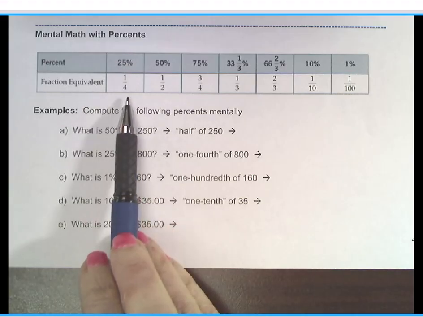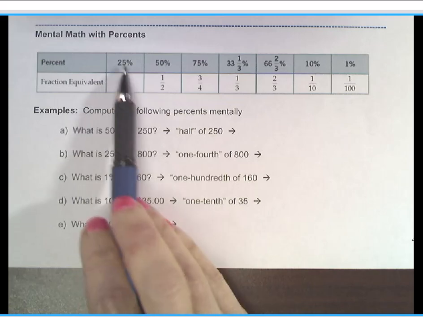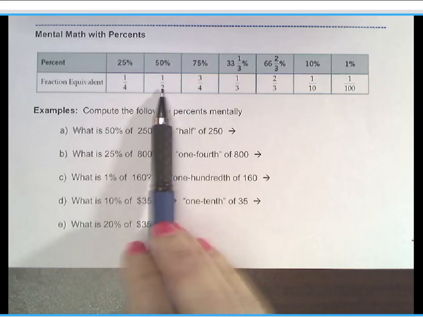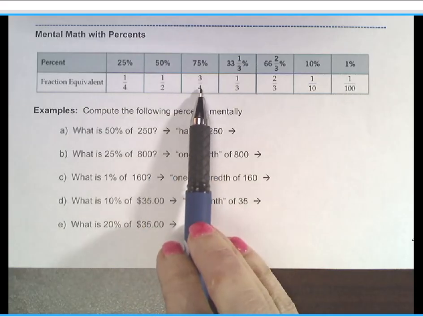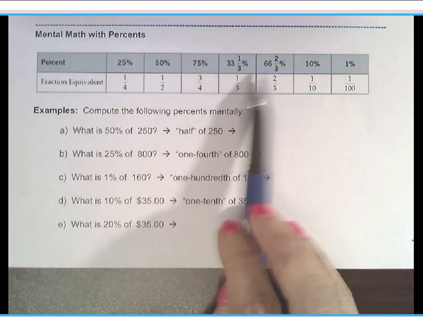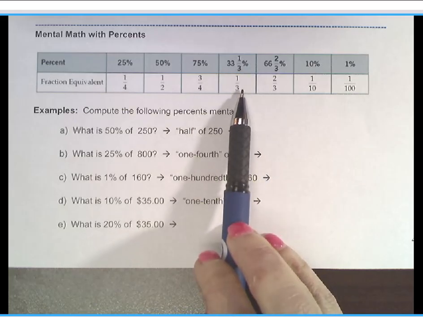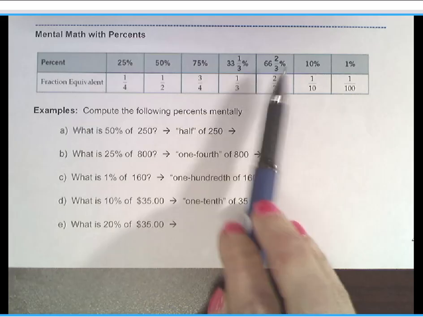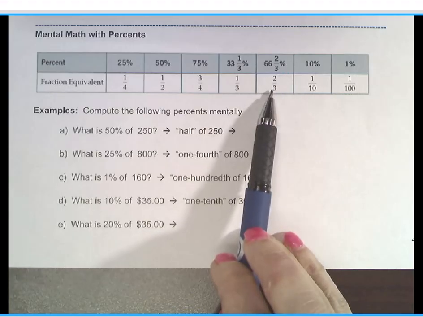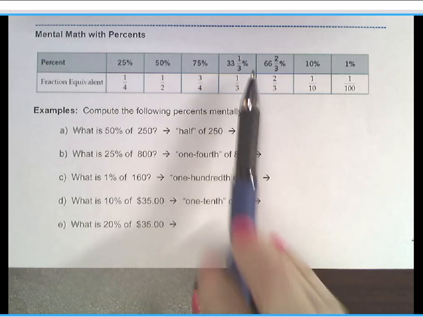25%, that's a quarter, right? I mean, don't we call 25 cents a quarter? So 25% is the same as 1/4, that's a quarter. 50% is half. 75% is 3/4, right? That's what 75 cents is, 3/4. Two other percentages that show up quite often are 33 1/3%, that's 1/3, and 66 2/3%, that would be 66.666666, repeating, that's 2/3. So those are easy fractions that a lot of people just sort of know because they use them quite a bit.